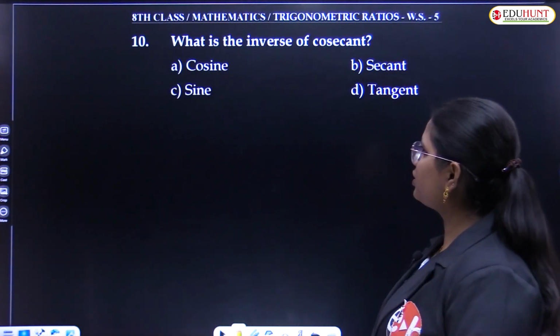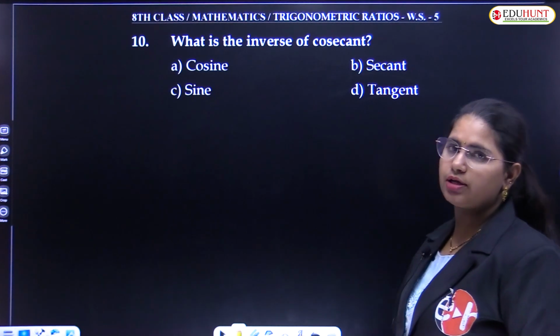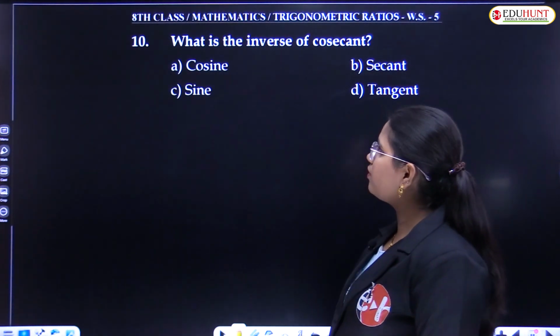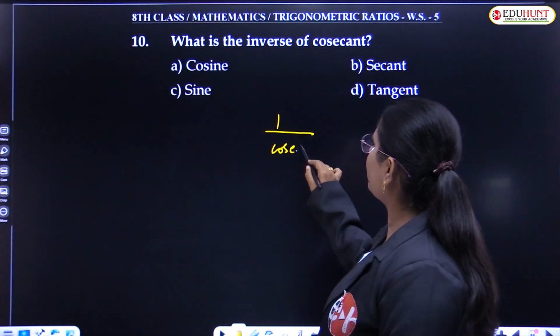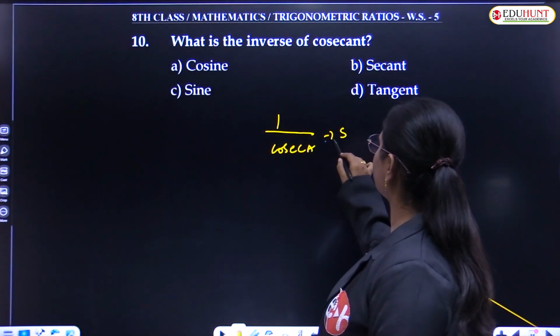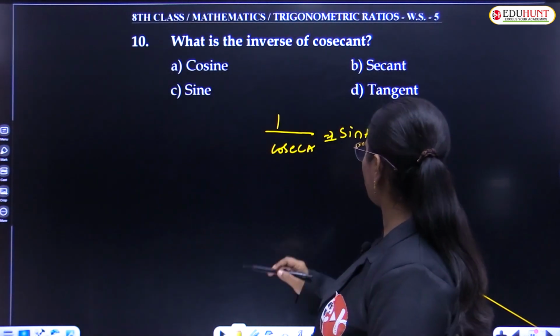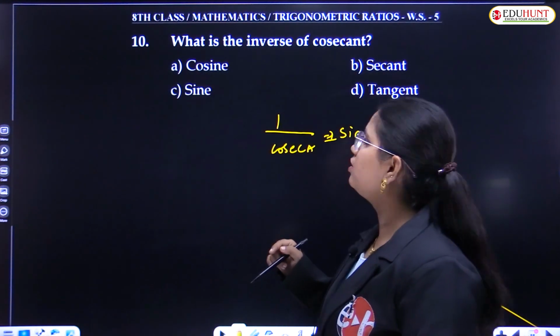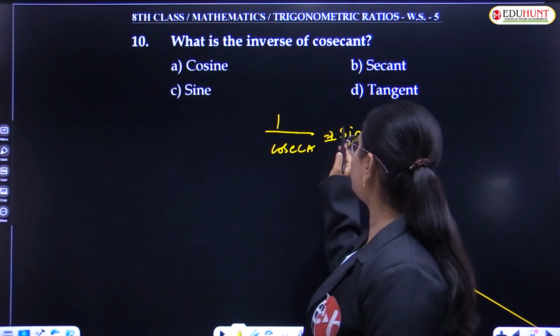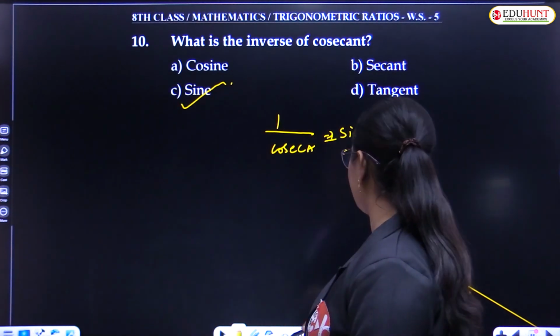So what is my next question? What is the inverse of cosecant A? The inverse of cosecant A is nothing but sin A. Whenever I taught you the concept of reciprocal functions, this will be the answer. 1 by cosecant A is equal to sin A, right?